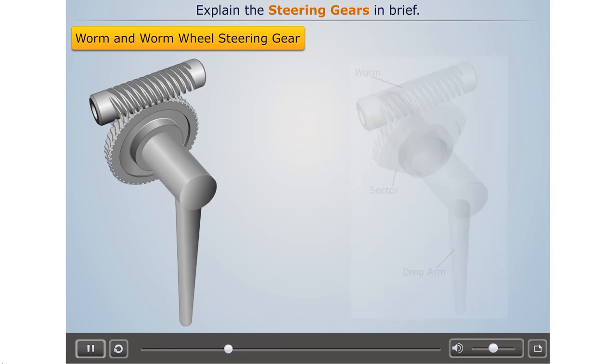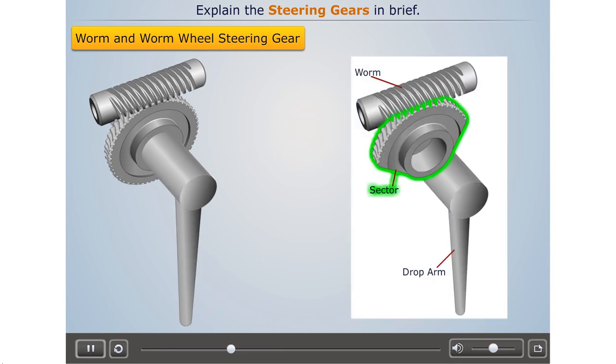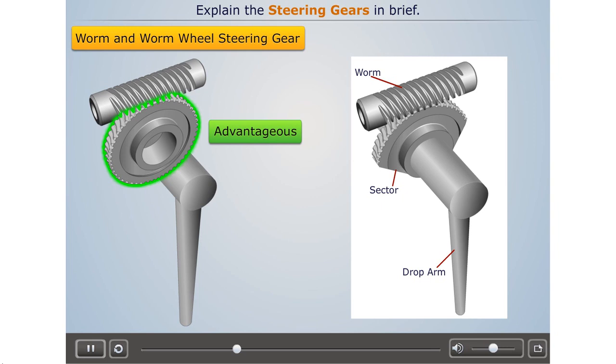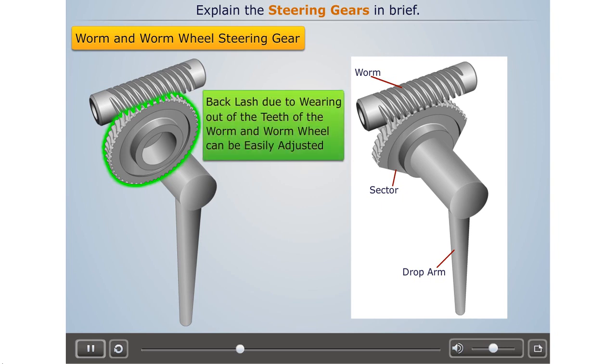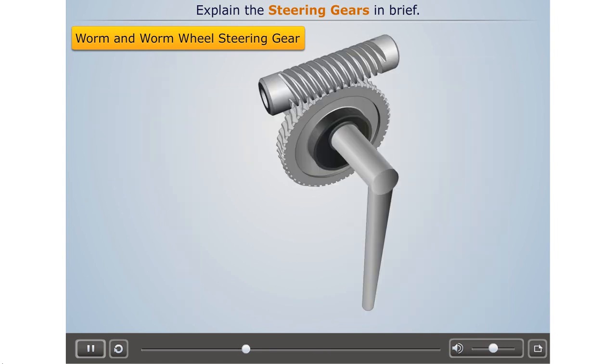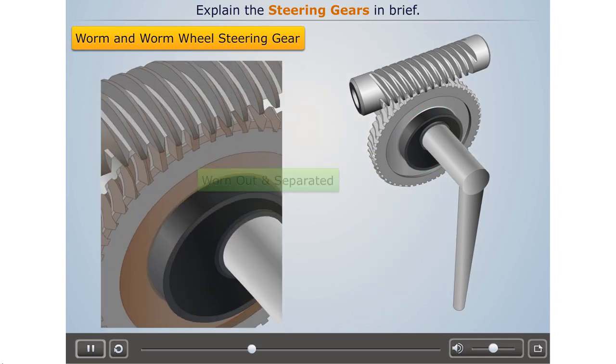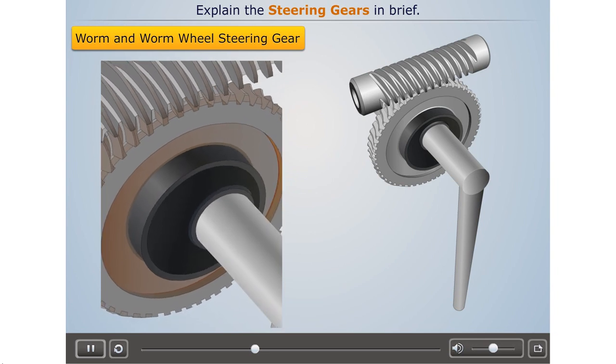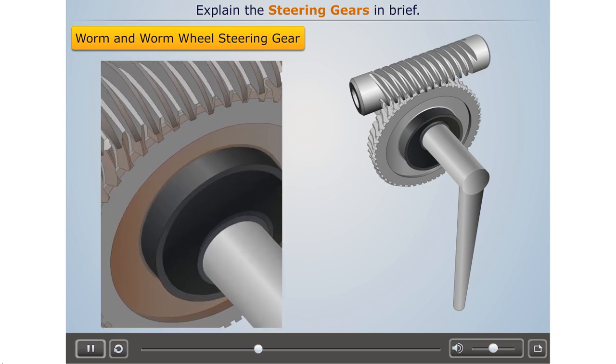Because of this, some manufacturers use only a sector instead of complete worm wheel to make it a smaller and lighter mechanism. But the complete worm wheel has an advantage over the sector worm wheel, which is that, in the case of complete worm wheel, the backlash due to wearing out of the teeth of the worm and worm wheel can be easily adjusted. For this, the worm wheel is mounted over an eccentric bush. Now when the worm and wheel are worn out and separated, the bush is rotated by some angle which brings the worm and wheel together again and makes up for the wear.